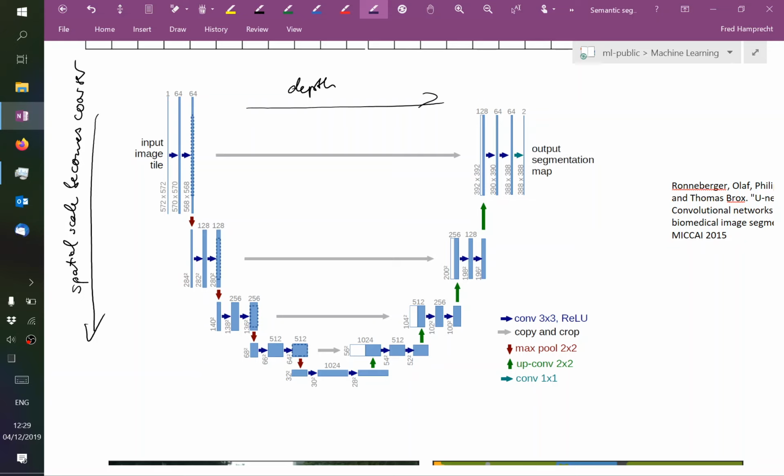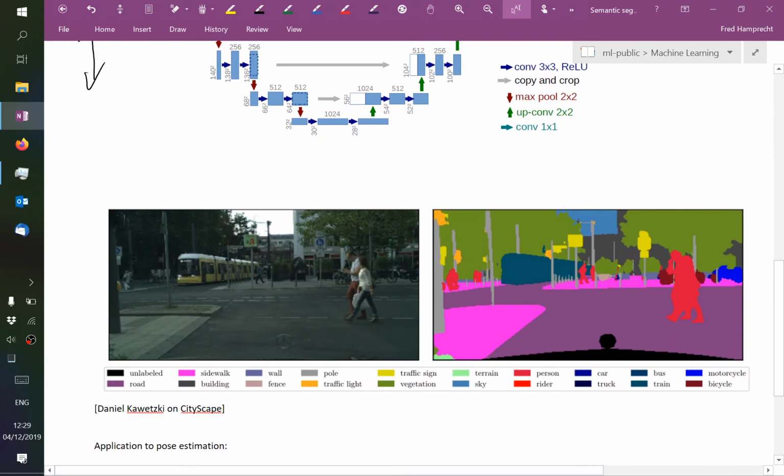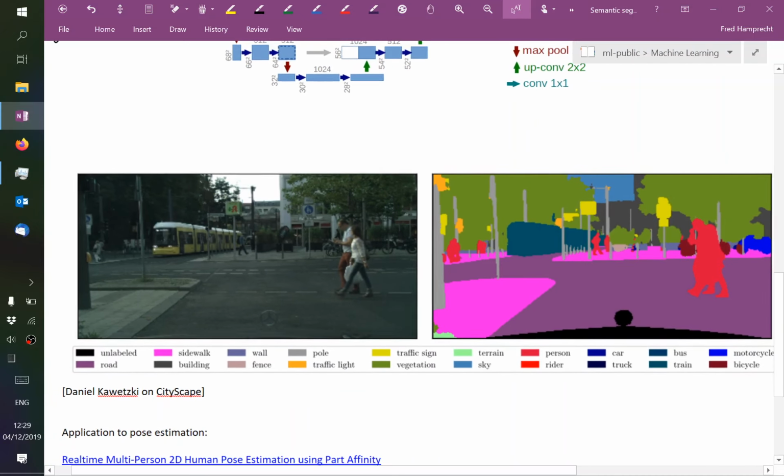Now I've given you a medical example. Very popular are these types of examples, very popular in industry at least. This is a picture from the Cityscapes benchmark. The computation itself was from Daniel Kawecki, a master's student, who did this a year or two ago. So on the left we have an input image, and on the right-hand side we have a pixel-wise prediction of, is this road, or is it sidewalk, or is it person, etc.